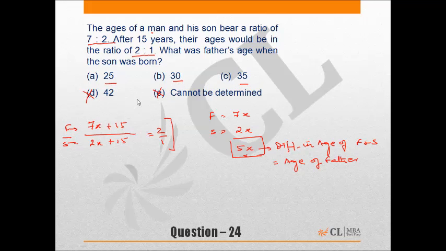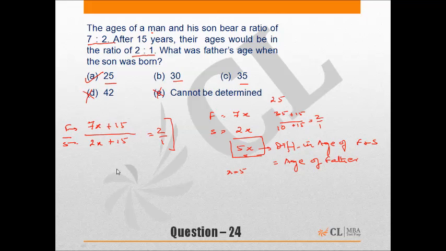Now you can check the choices. If the age of the father was 25, that means x will be equal to 5. If the age of the father was 25 when the son was born, that means the father's current age should be 35 and the son's current age should be 10. Add 15 to each, and the ratio is equal to 2:1. The correct answer is choice A.